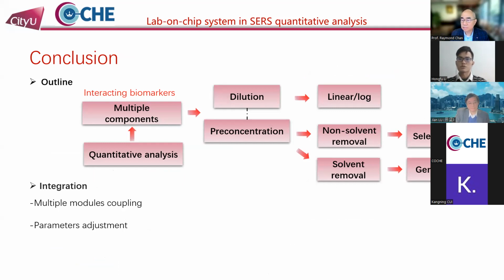However, there are some restrictions in SERS detection, like the narrow linear dynamic range for sample detection. So we want a self-adapted dilution or pre-concentration process before the detection. Specifically, the non-solvent removal and the solvent removal pre-concentration methods result in a more selective and more general concentration effect for the sample. And finally, an integration is supposed to be made to couple all the modules together in a platform that can adjust easily and generate different dilution or pre-concentration conditions, including the dilution and concentration factors, and that's all.